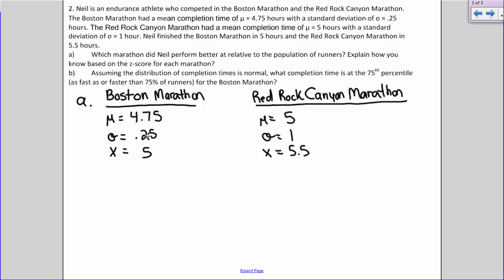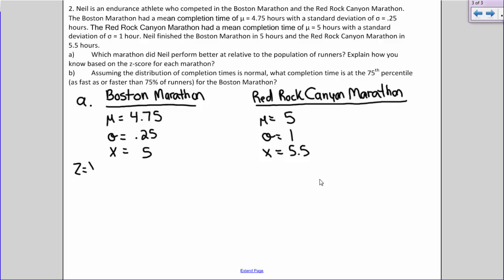Then if you look at the standard deviations, you can see that there was more consistency in the Boston Marathon than there was in the Red Rock Canyon Marathon. So for the Boston Marathon, most people, assuming a normal distribution, finished between 4.5 and 5 hours. Whereas the Red Rock Canyon Marathon, most people finished between 4 and 6 hours. Remember, plus or minus 1 standard deviation from the mean. So based on these two different distributions, which marathon did Neil perform better in relative to the rest of the runners? We need a z-score for that.